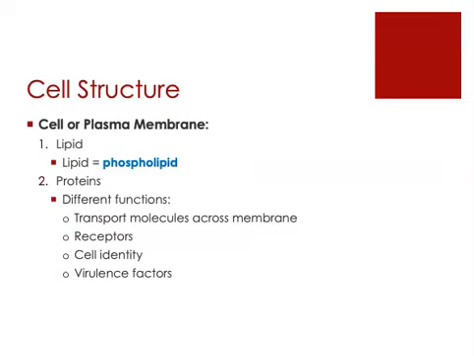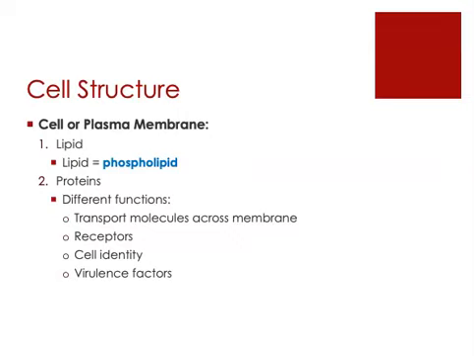All living cells are surrounded by a cell membrane, and the cell membrane has remarkable similarity from cell to cell. The cell membrane, or what's sometimes called the plasma membrane, and those two terms mean the exact same thing, is composed of two primary components, lipid and protein.